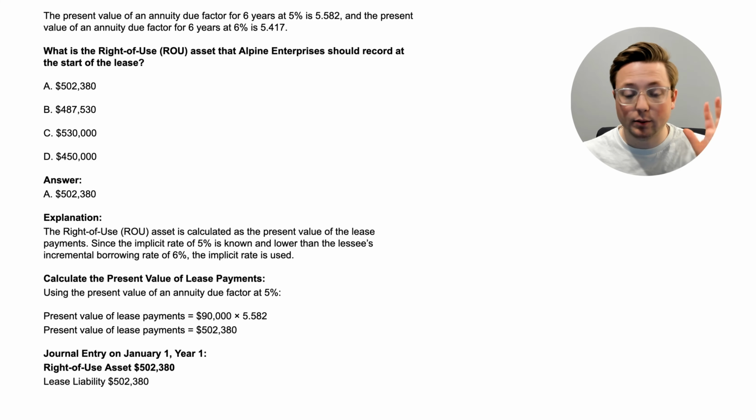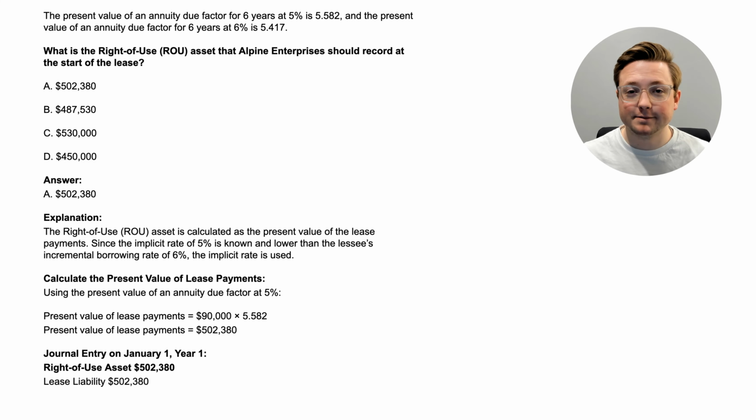use asset right at the beginning of the lease. So we would record a journal entry of a debit to right of use asset, $502,380, and credit lease liability, $502,380. So that's how you calculate the initial right of use asset. There's sometimes other factors, but that's the basic idea there.